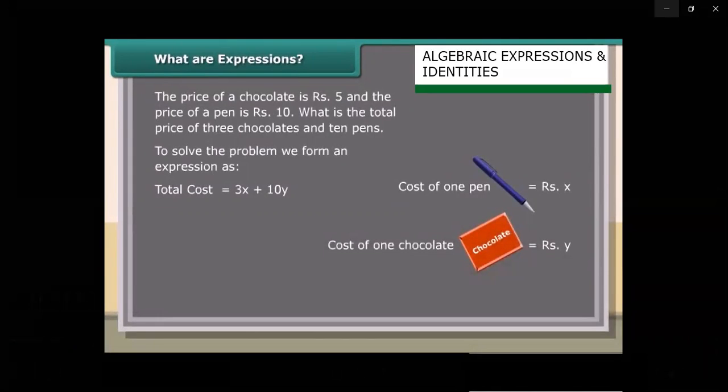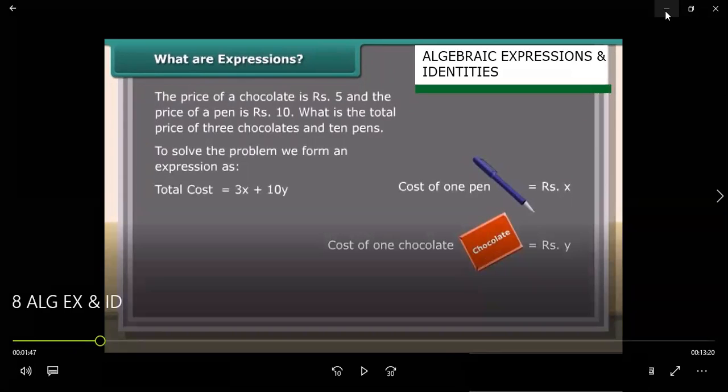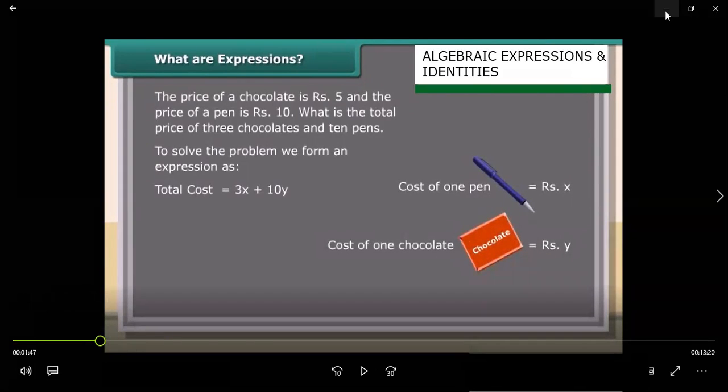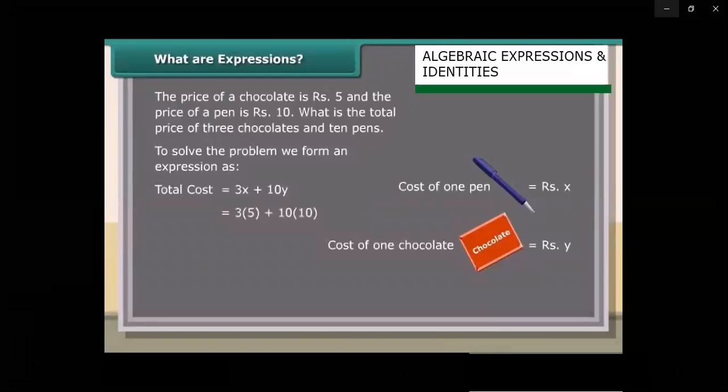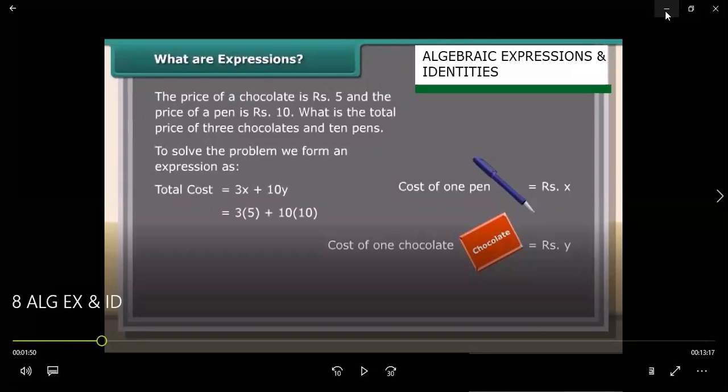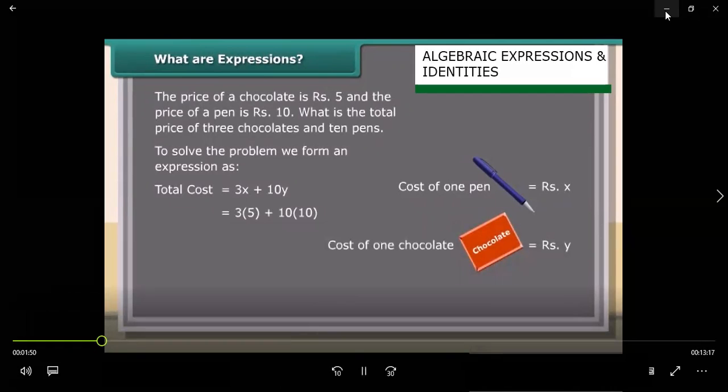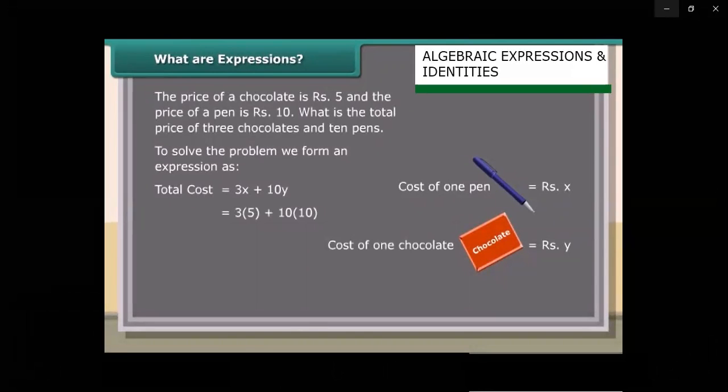This is called an algebraic expression, which consists of numbers as constants and letters as variables, including some arithmetic operations. In this case, we have an addition operator. So 3y plus 10x is an algebraic expression. After putting the values, we get 3 into 5 plus 10 into 10. So the total cost will be equal to 15 plus 100. We got 115, that is the total cost regarding this problem, rupees 115.